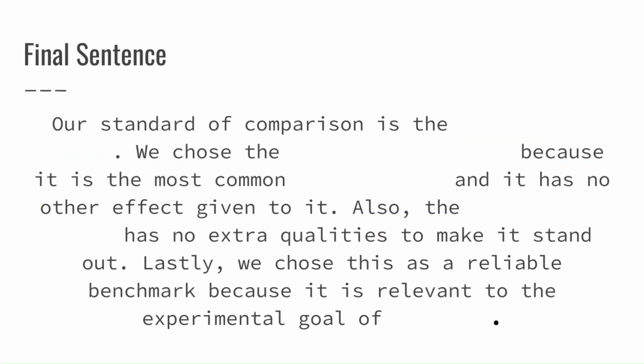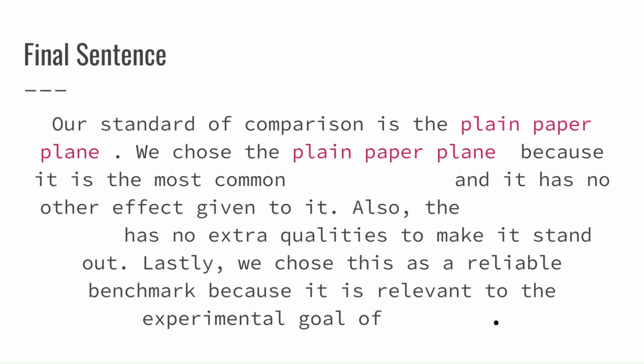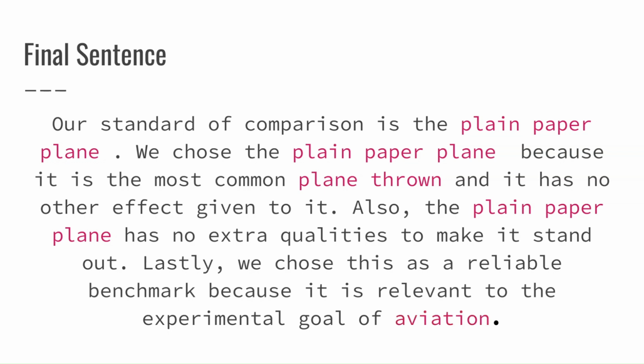So looking back at our final sentence, we're going to have: our standard of comparison is the plain paper plane. We chose the plain paper plane because it is the most common plane thrown and it has no other effect given to it. Also, the plain paper plane has no extra qualities to make it stand out. Lastly, we chose this as a reliable benchmark because it is relevant to the experimental goal of aviation. So that's going to be it for our standard of comparison.